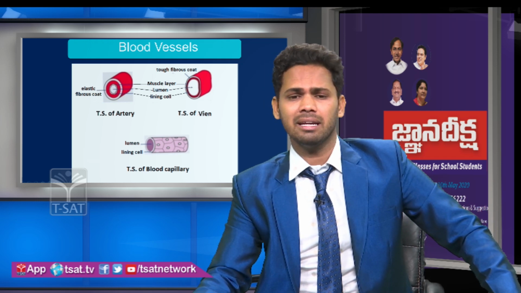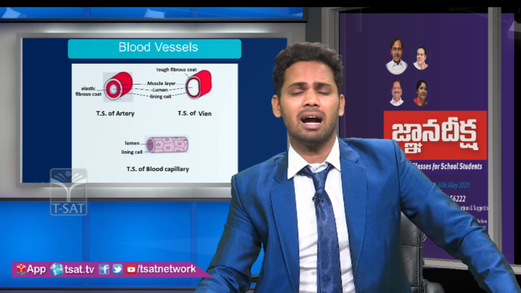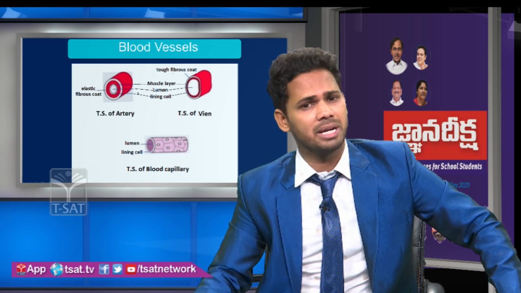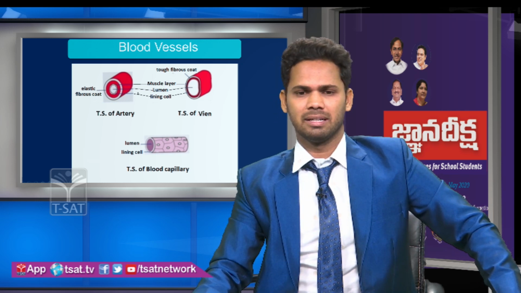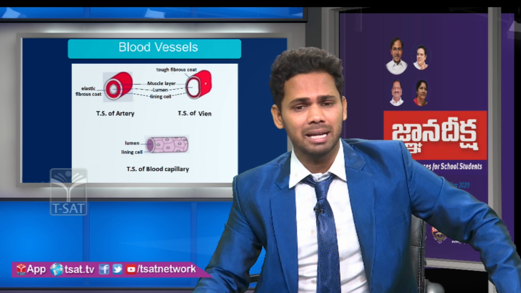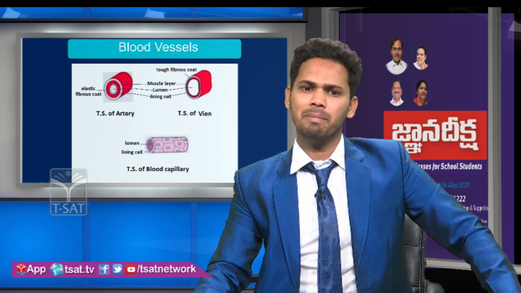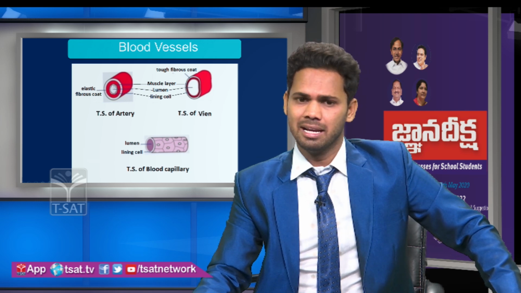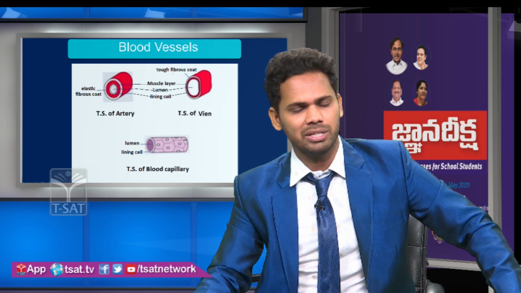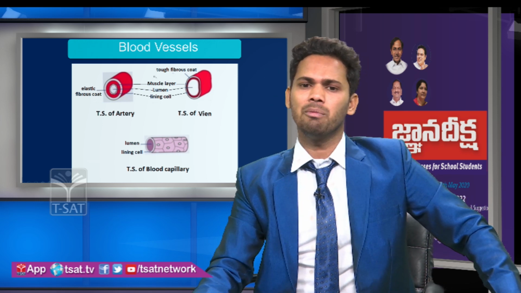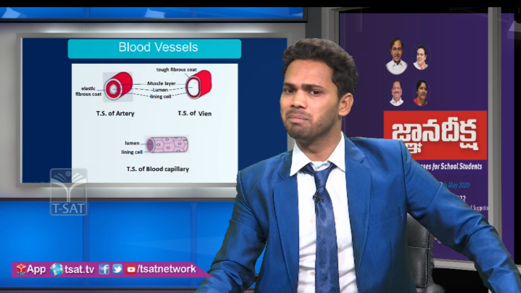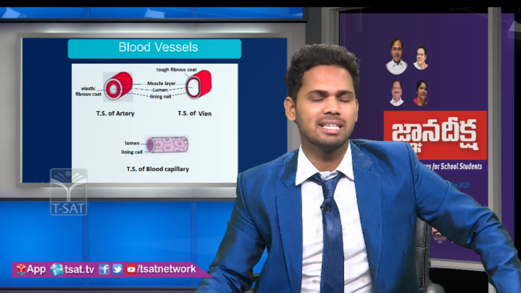In the same way, you can see the pressure of the blood in arteries is more, but the pressure of the blood in veins is very less. The simple reason: lumen size is very less, space is very less, that's why pressure is more. Lumen size means space is more, that's why pressure is less.